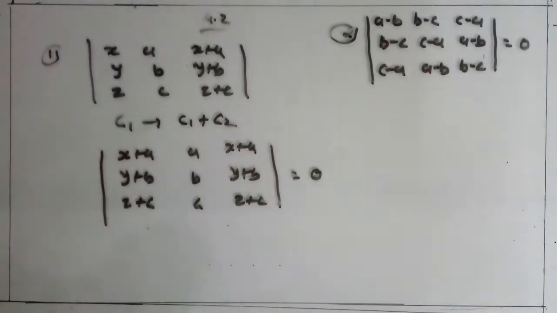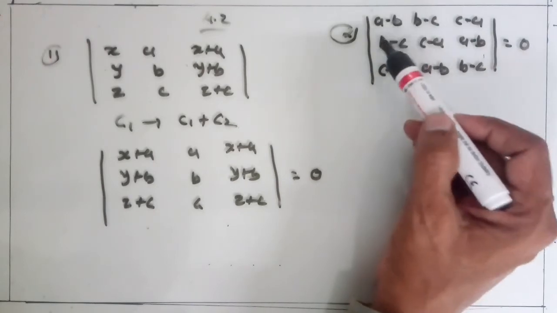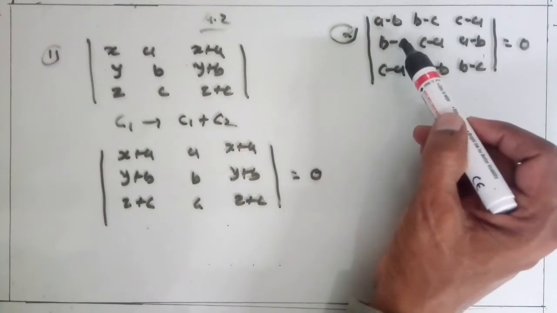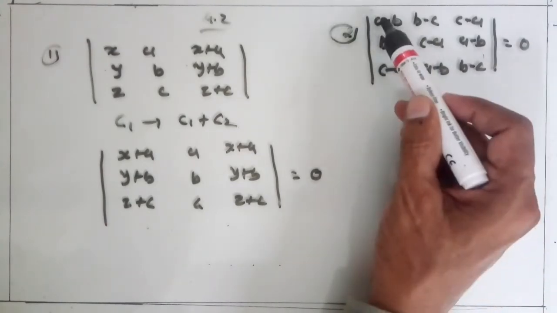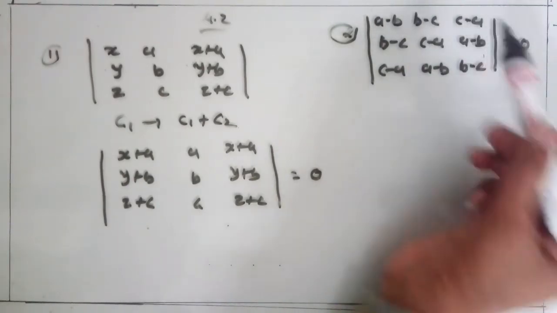Student, you know that if in a determinant two rows or two columns are the same, then the value of the determinant becomes 0. Or if each entry of any row or any column is 0, then also the value of the determinant is 0. Look here, if we add the second row to the first, b cancels. Also add the third row to the first, then minus c plus c cancels and minus a plus a cancels, that is, here we get a 0. Same here, we get a 0. Here also we get a 0.